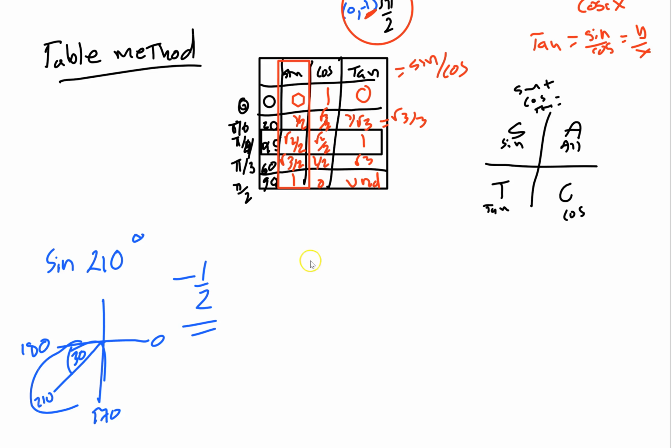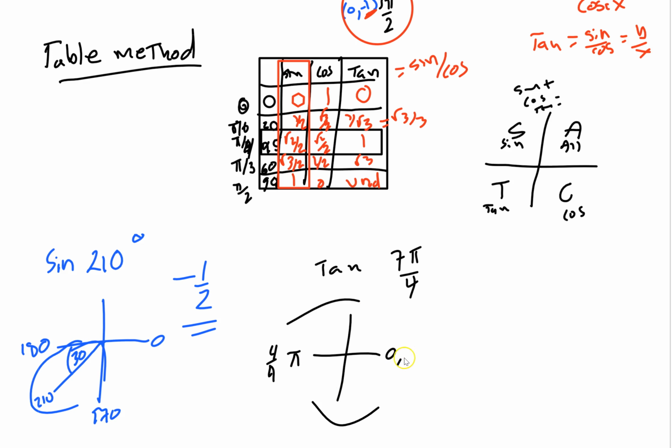Let's do another example. Let's do tan of 7 pi over 4. So 4 pi over 4 is pi, and going around again, 8 pi over 4 is 2 pi. We haven't reached that yet, we're a little short, so we're down here in quadrant 4. The reference angle is pi over 4, and tan of pi over 4 is 1. Remember, in quadrant 4 only cosine's positive, so that makes my tan negative.